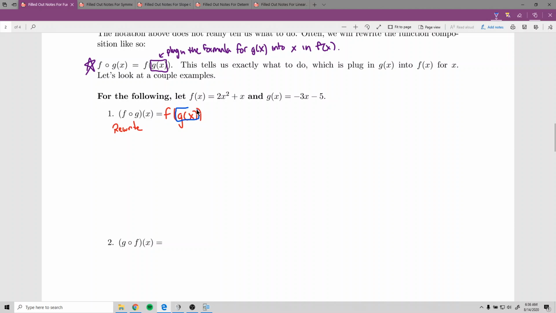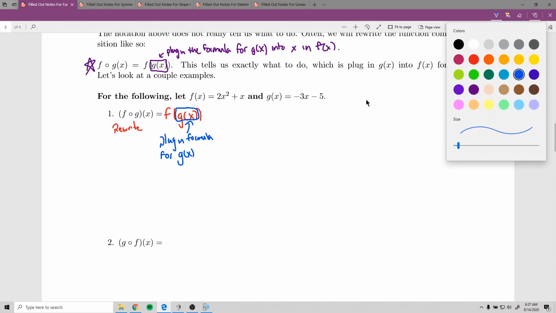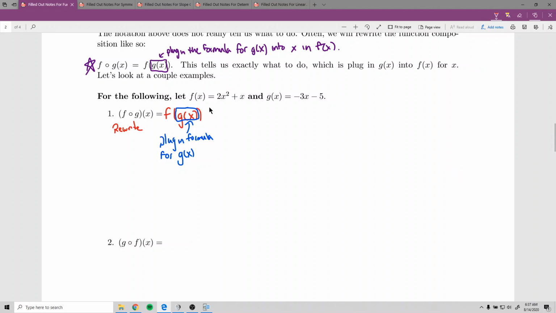Now what I'm going to do is exactly what I wrote above. The inside, the g of x, I'm going to plug in the formula for g of x inside the box. I'm not going to do anything with the f, so I'm going to have f in parentheses, but then I'm going to have the formula for g of x written, which is negative 3x minus 5. So what we've done here is took the formula for g of x and plugged it right in the inside.